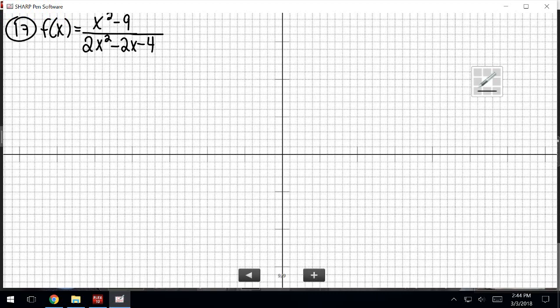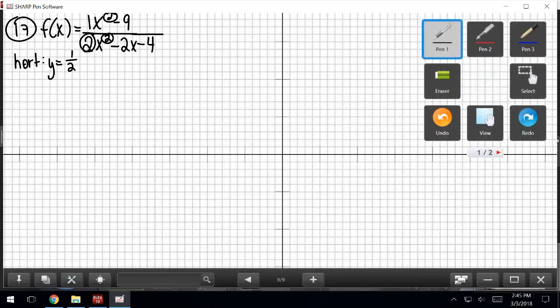So for horizontal, you are looking at your degree. You have a degree of 2 on the top and a 2 on the bottom. So when they have the same degree, you divide their coefficients. The leading coefficient here is 1, the leading coefficient here is 2. So it'll be at 1/2.